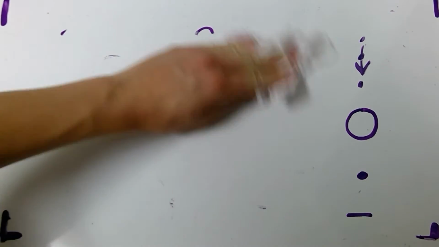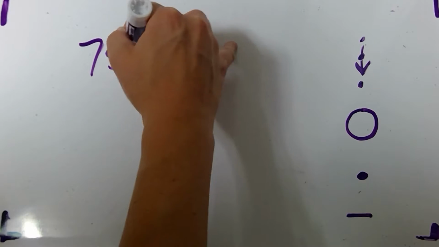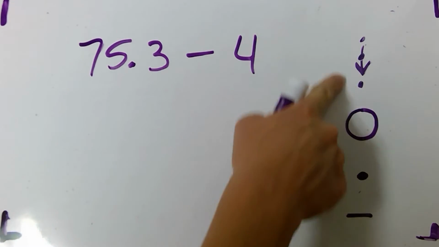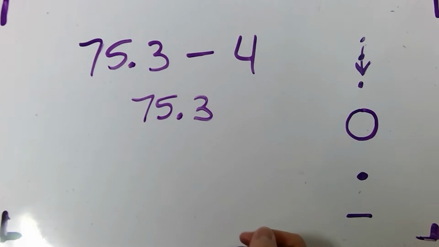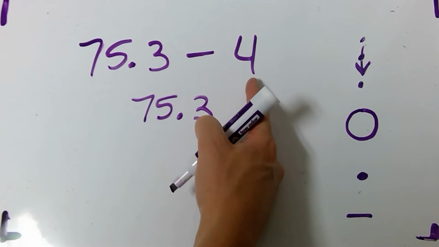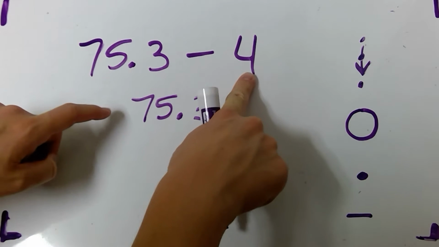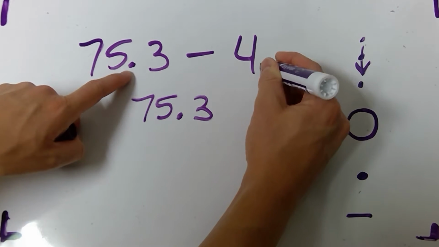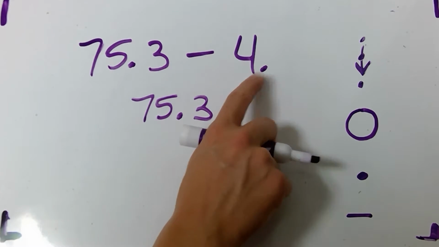Okay, now let's talk about what to do if I have a whole number with a decimal. So let's say I was doing 75 and 3/10ths, subtract 4. Well, my first step is always to line it up by the decimal, 75 and 3/10ths. But on 4, there's no decimal. But we know that the 4 is in the ones place and the 5 is in the ones place, and the decimal is always just to the right of the ones place. If you see a whole number and there's no decimal, the decimal's at the end.